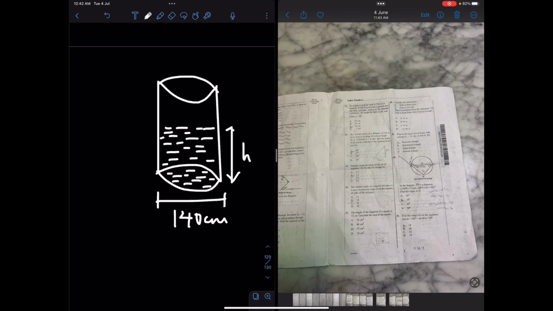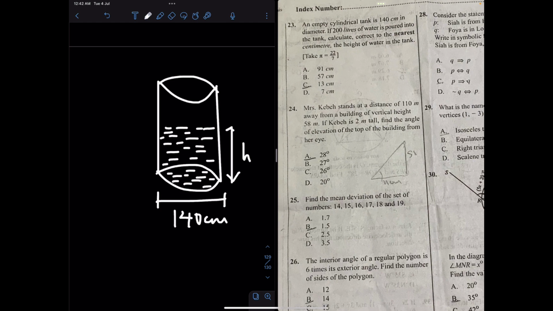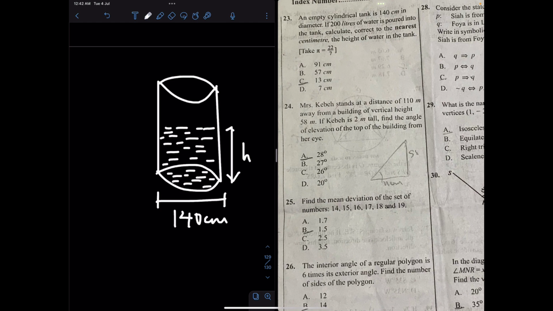Let's go to the next one very quickly, and that's number 23. An empty cylindrical tank is 140 centimeters in diameter. If 200 liters of water is poured into the tank, calculate, correct to the nearest centimeter, the height of water in the tank. Take pi equals 22/7.